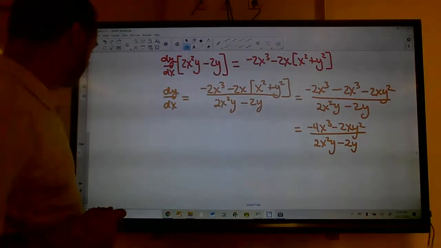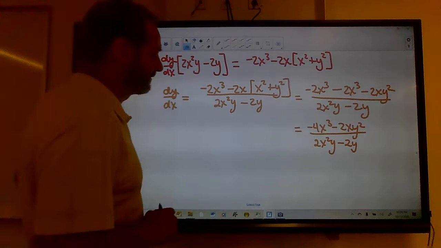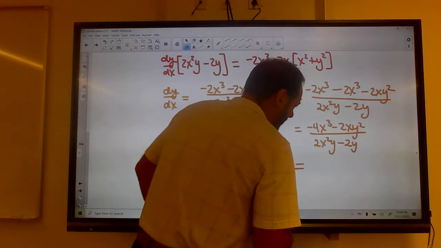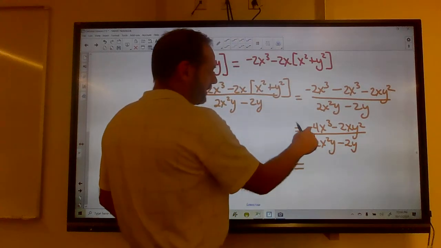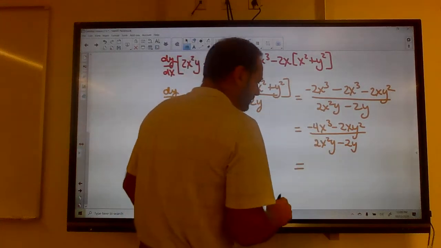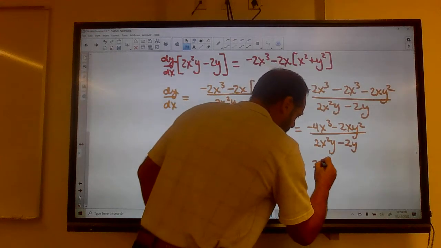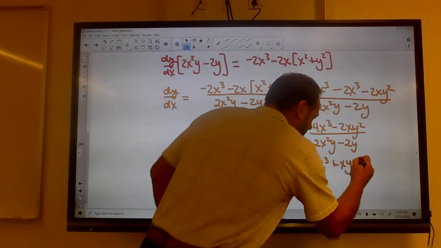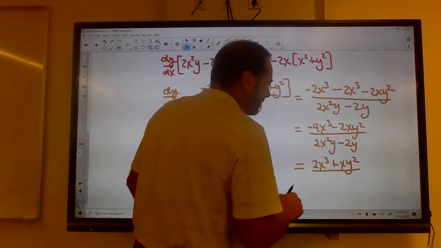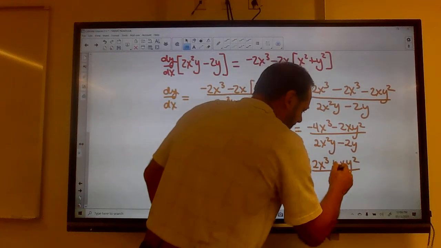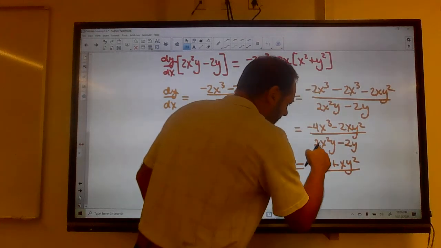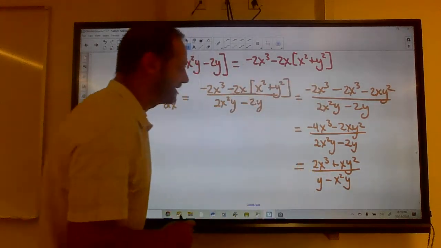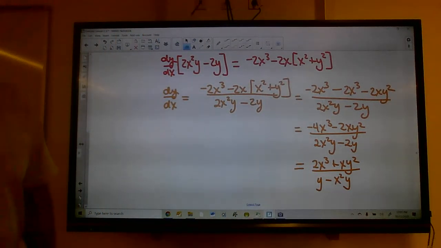And in fact, I could even simplify that a little bit more because all those things have a 2 in it. So let's divide this by negative 2 over negative 2. If I do that, I'm going to get 2x cubed plus xy squared over, if I divide this by negative 2, that's going to be just y. And I divide that by negative 2, this is going to be minus x squared y. So that's nice and pretty right there.